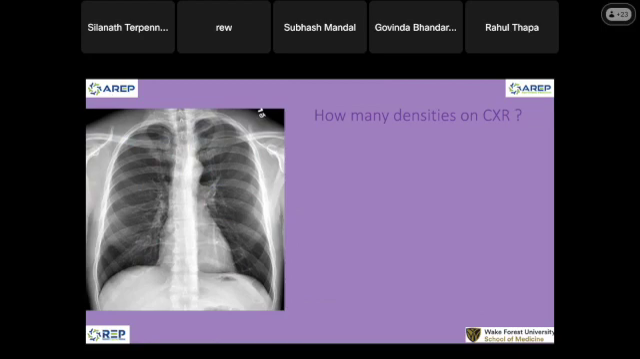Did I say option here? Can you tell me how many little density guys we are seeing on this chest radiograph? Okay, let's count it together.